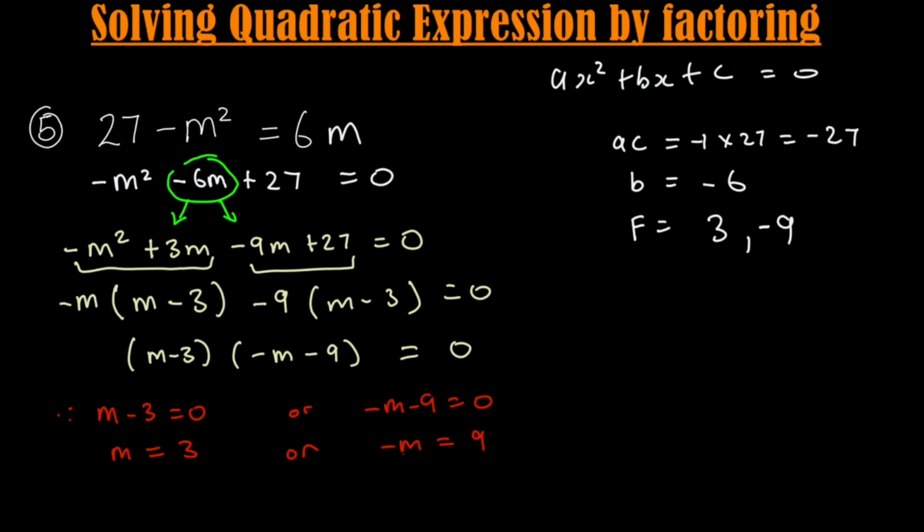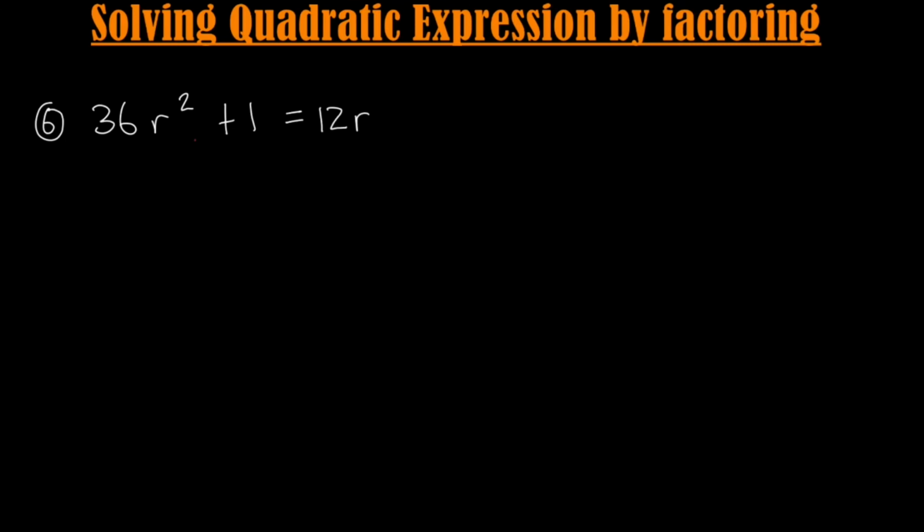We want to get m, positive m. So we have to divide both sides by negative 1. So m is equal to negative 9. So for our next problem, again, it's not in the right form. So we're just going to go ahead and rearrange before we do anything else.